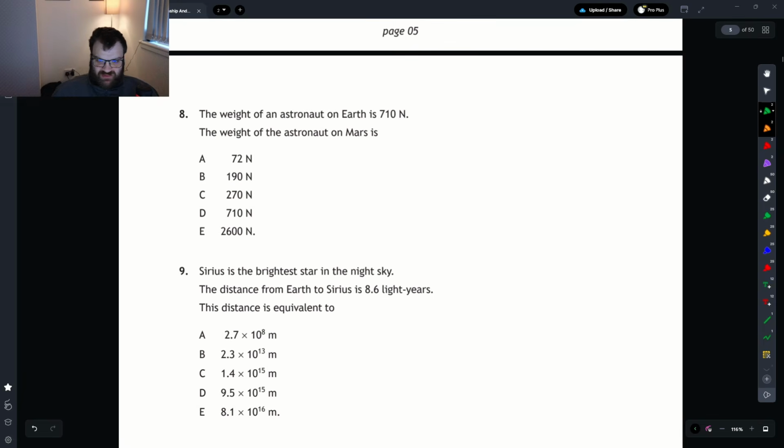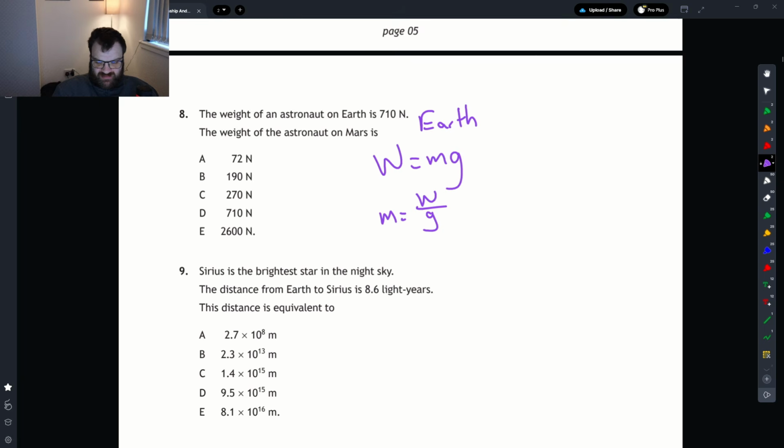In this one, we're dealing with the weight of an astronaut on Earth compared to Mars. So we're going to want to use W equals mg. Do the Earth one first. If we can work out the mass by doing the weight divided by gravitational field strength, we can then sub that in to check what they are on Mars.